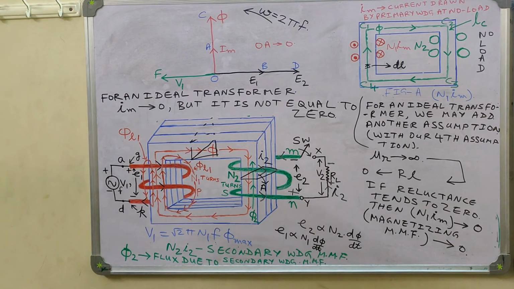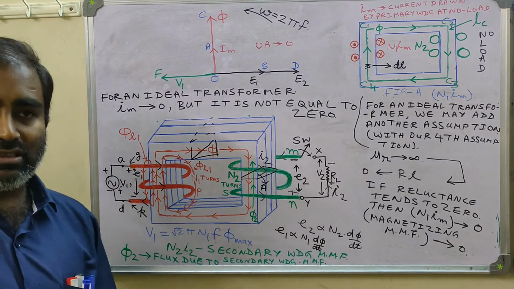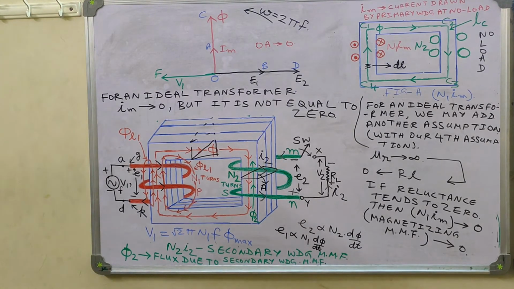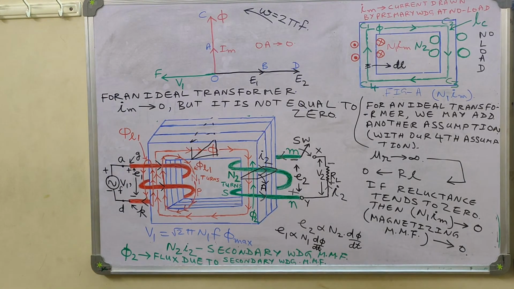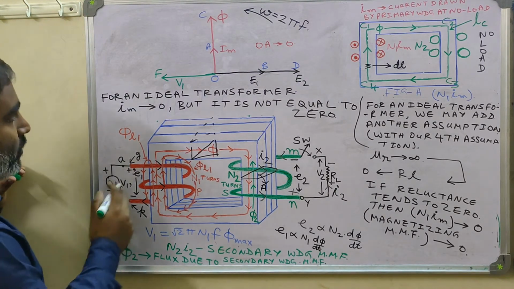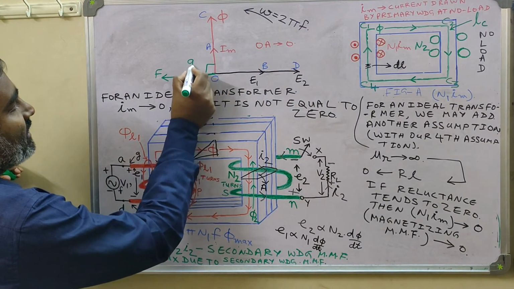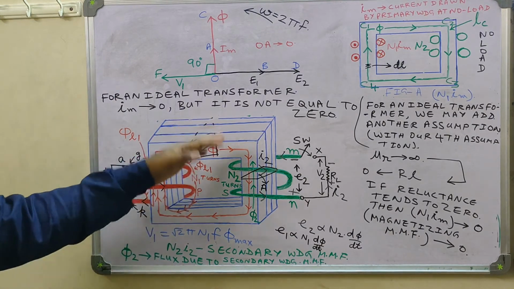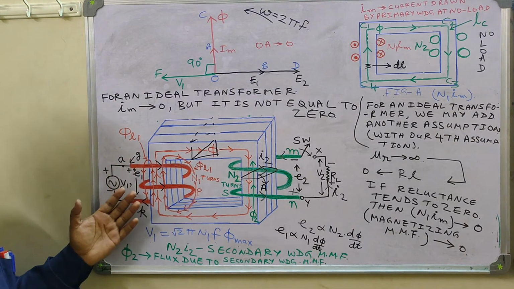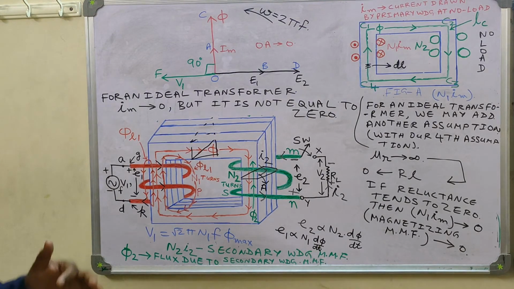In case of a pure inductor, the current will lag the voltage applied across the inductor by 90 degree. So here Im is lagging the applied voltage V1 by 90 degree, isn't it? So you can say that an ideal transformer at no load condition is equivalent to a pure inductor, because current drawn by the primary winding of an ideal transformer at no load condition is lagging the applied voltage by 90 degree.